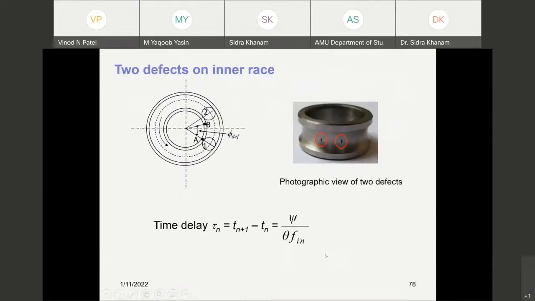Same way, if there are two defects on the inner race, then also it can be a different position, because in most cases the inner race rotates with the shaft. So the time of contact of that defect with the ball will be different at different speeds. It can be simply given by this particular equation, where psi is the angle for the defect, and that will provide you the calculation of the time delay between two impulses.